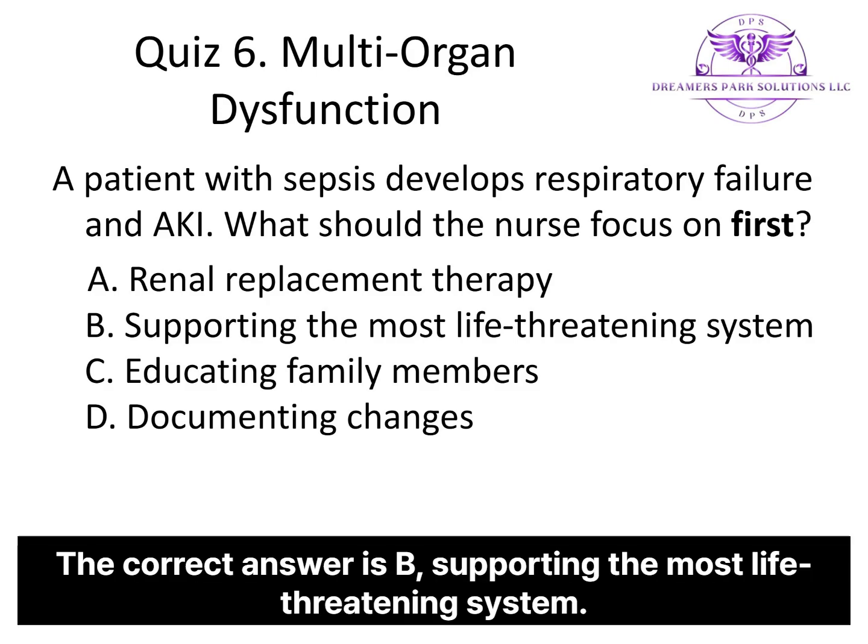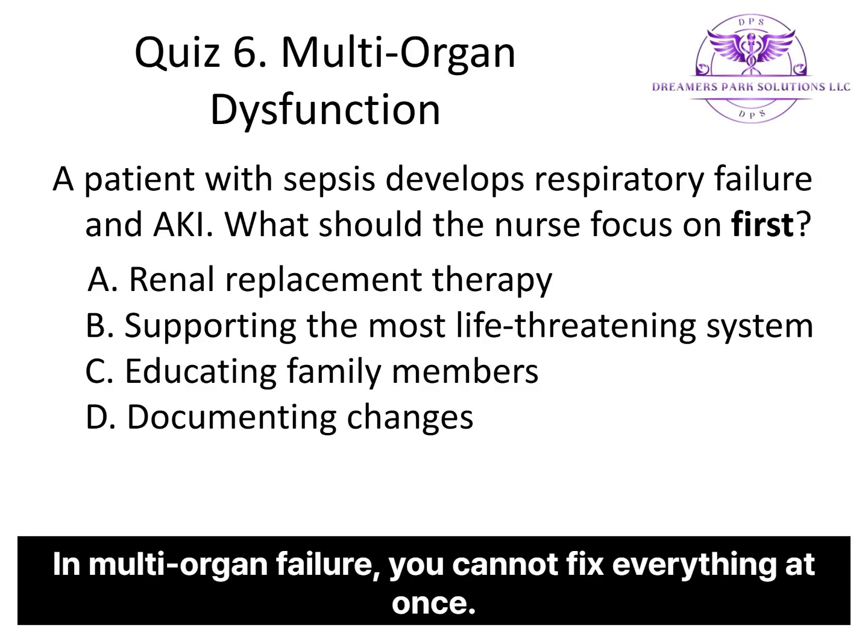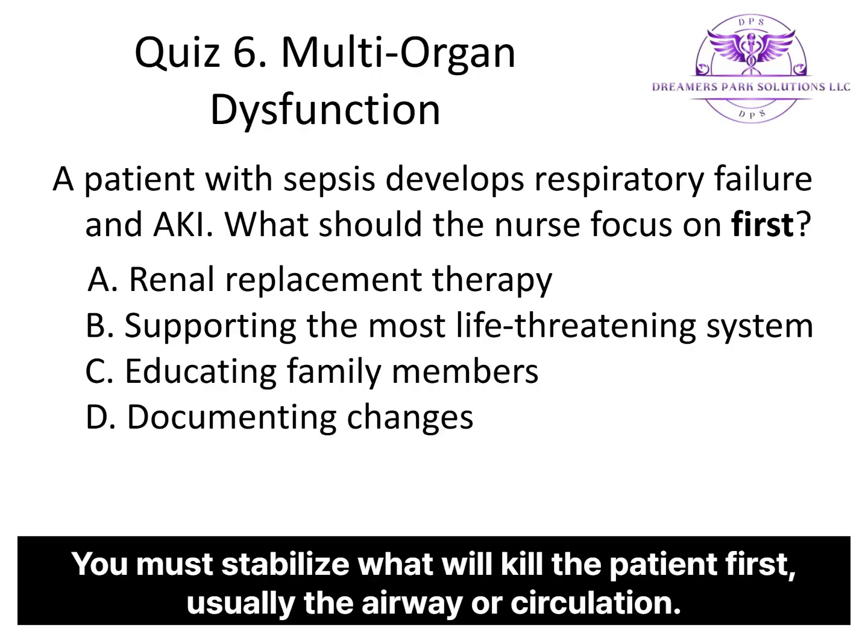The correct answer is B. Supporting the most life-threatening system. In multi-organ failure, you cannot fix everything at once. You must stabilize what will kill the patient first, usually the airway or circulation.